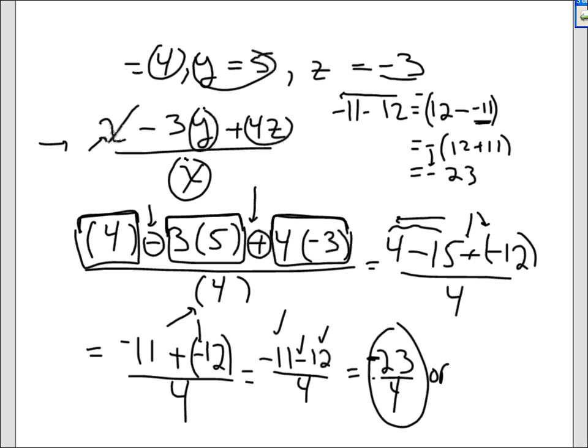You could write it as 23 over 4 with the negative sign in front. I tend to write it this way. I hardly ever write answers that way, but that's my taste, that's my style. You can put it with the negative sign in front.